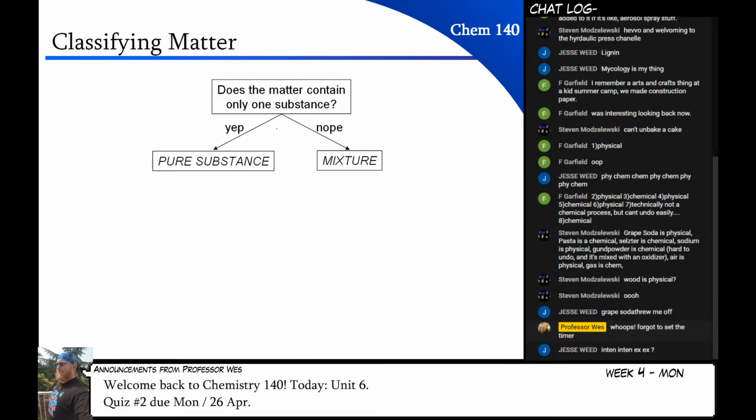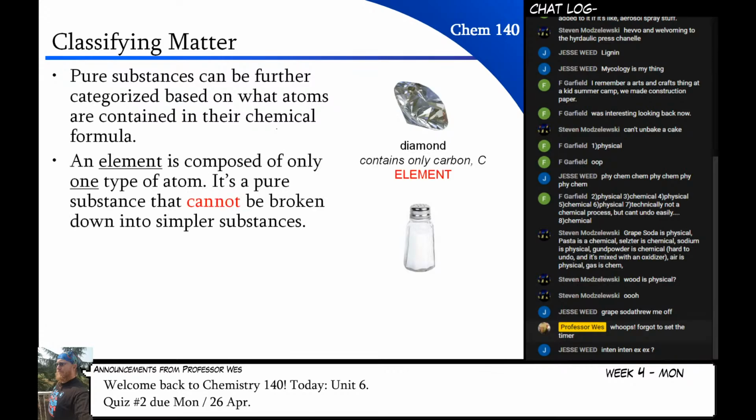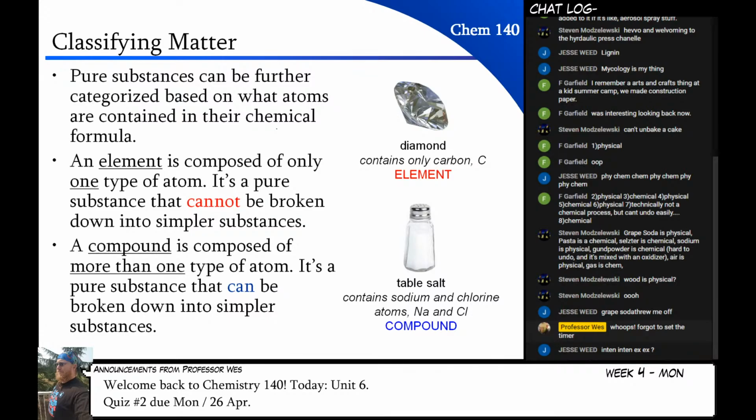Then what we're going to do is we're going to separate each of these two things into their own two categories. So we're going to start with pure substances. So when you have a pure substance, there is only one thing in the sample. If we look within the chemical formula of that thing, we can categorize it into one of these two categories. If the chemical formula contains only one element, one type of atom, we're going to call it that element.